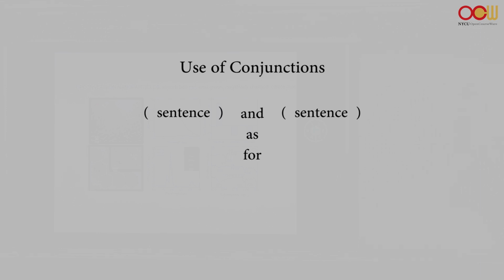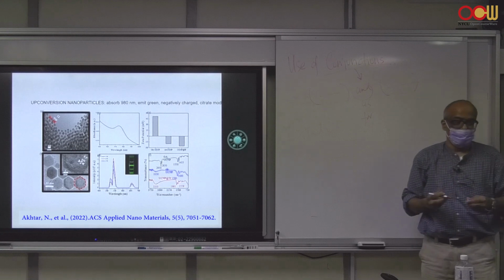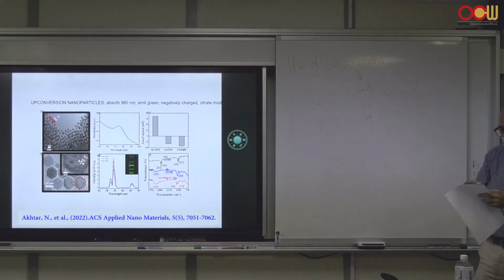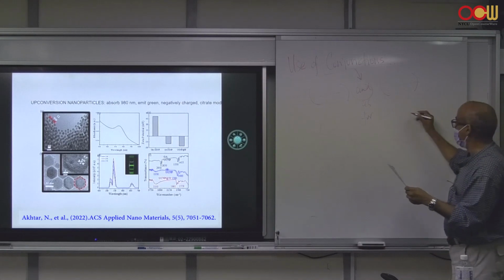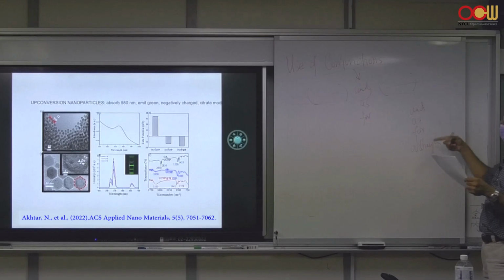Most of you know conjunctions are words that we use to connect two sentences. So here is one sentence, and here is another sentence. We connect with a word, maybe and, as, for, like that. We connect two sentences or two parts of a sentence by some word. These are called conjunctions. Mostly we use them, but we don't know how to use them. So here you will see there are several examples. Conjunctions can be, for example, and, as, for, although. These can all be used as conjunctions.